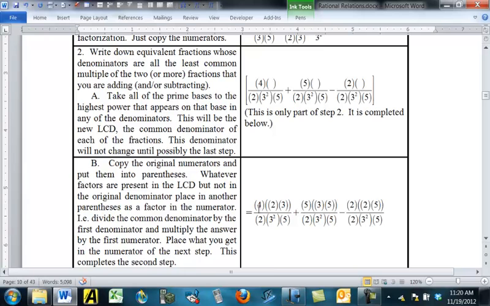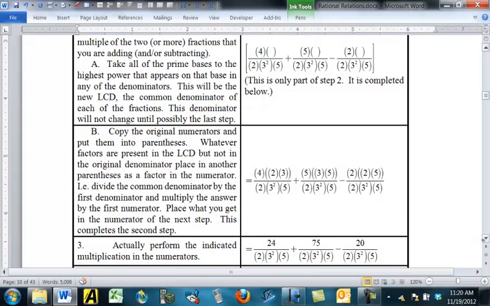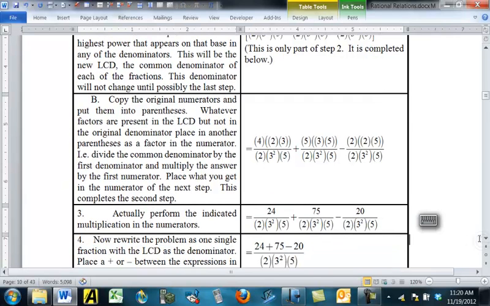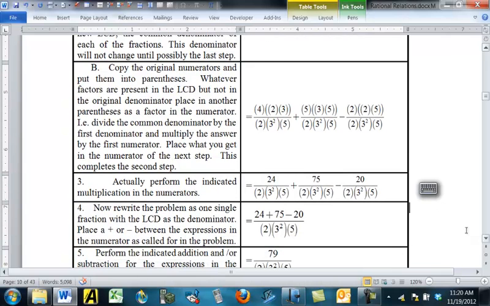2 times 3 is 6 times 4 is 24. 3 times 5 is 75, and 2 times 2 times 5 is 20. Now they all have the same denominator, so I rewrite it as one fraction with the same denominator and add or subtract in the numerator. And of course actually do the addition and subtraction in the numerator as indicated.